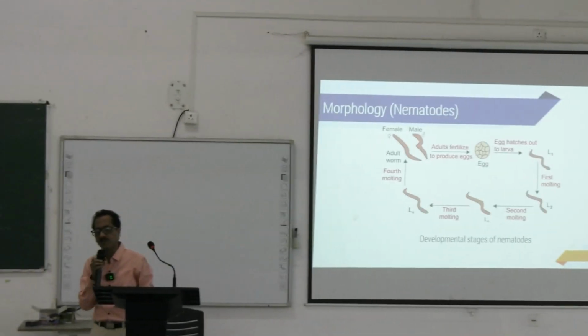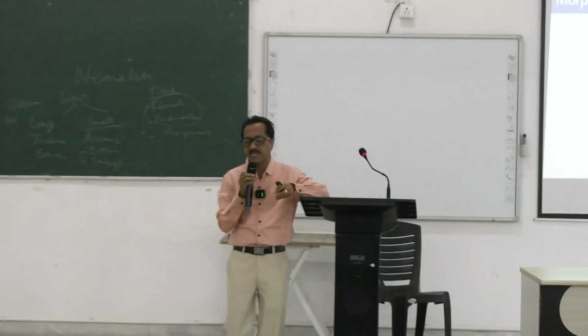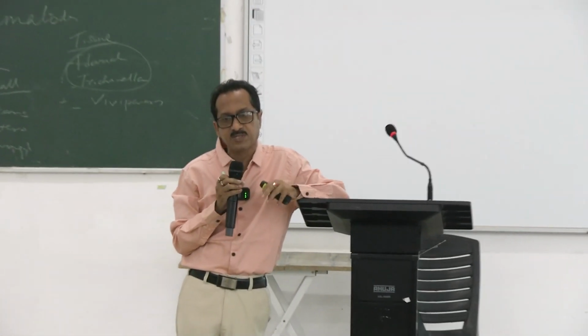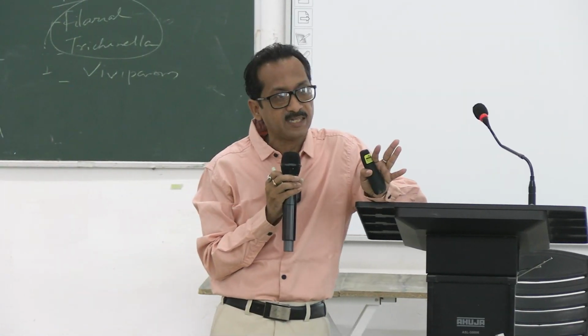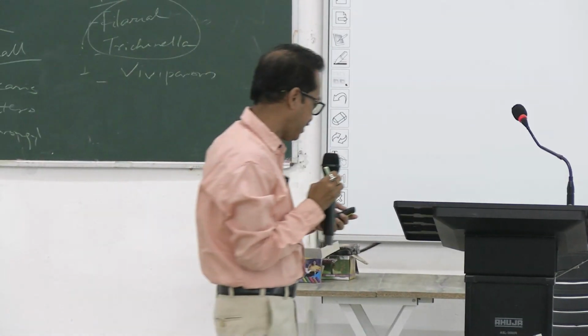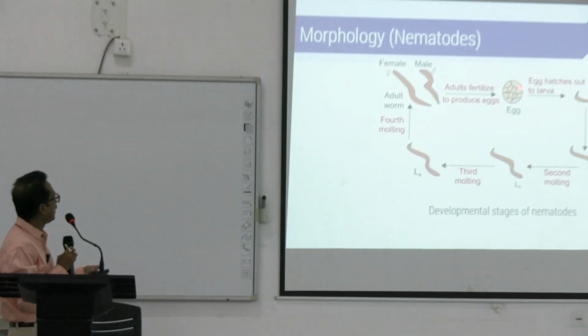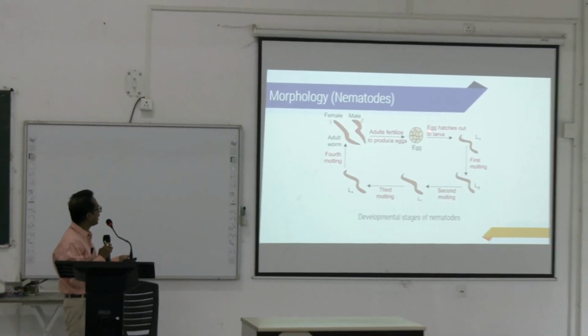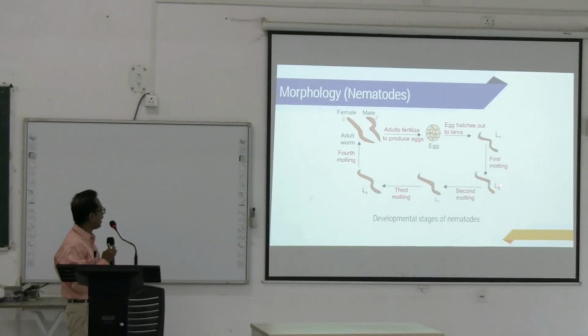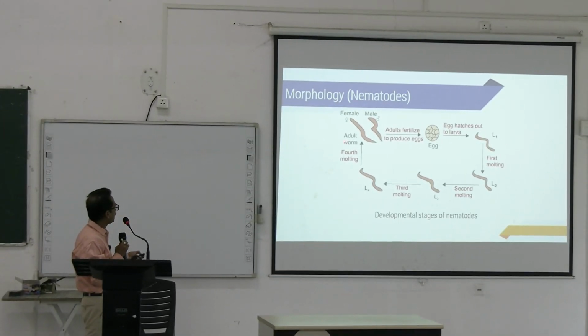What is the difference between cestodes and nematodes? Can anybody tell? Cestodes are usually hermaphrodite, but in nematodes, male and female exist separately. This is one differential point. So, the adult male and female worms fertilize to produce eggs, eggs hatch out larvae. There are at least 4 moltings to reach the adult worm.